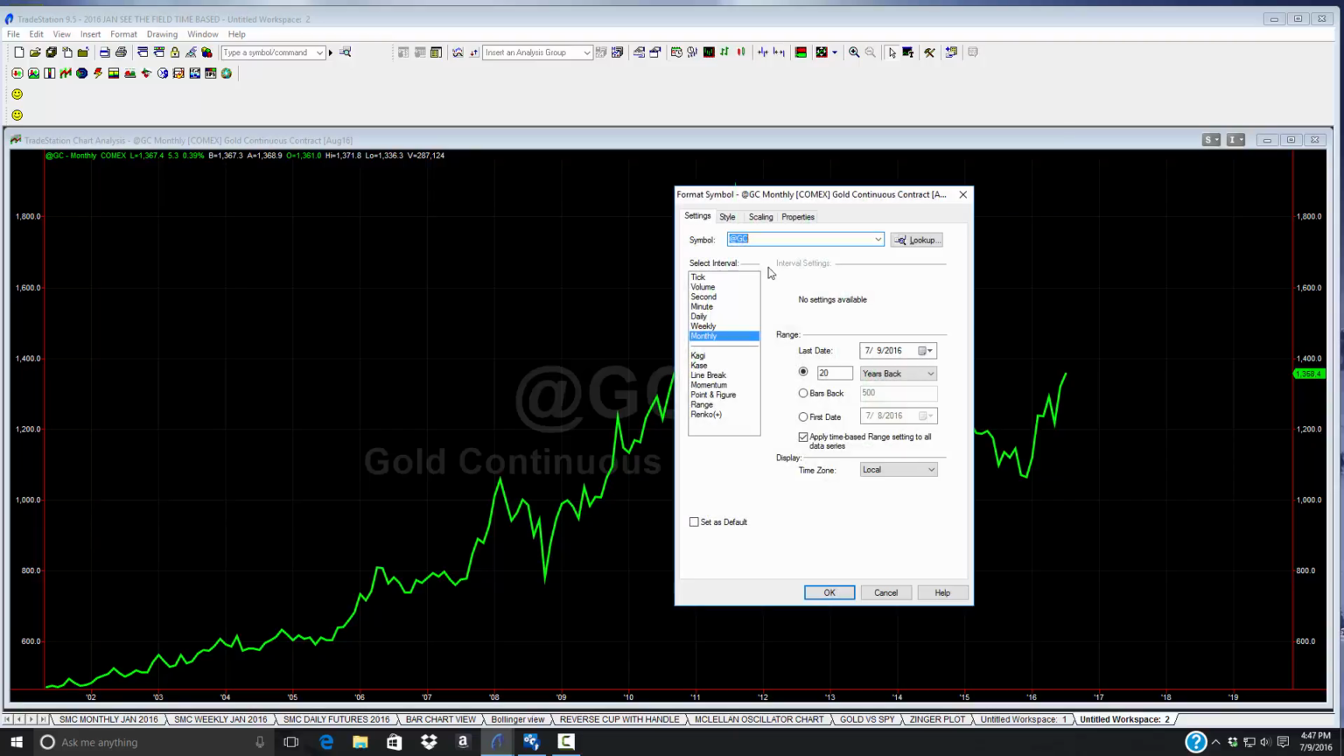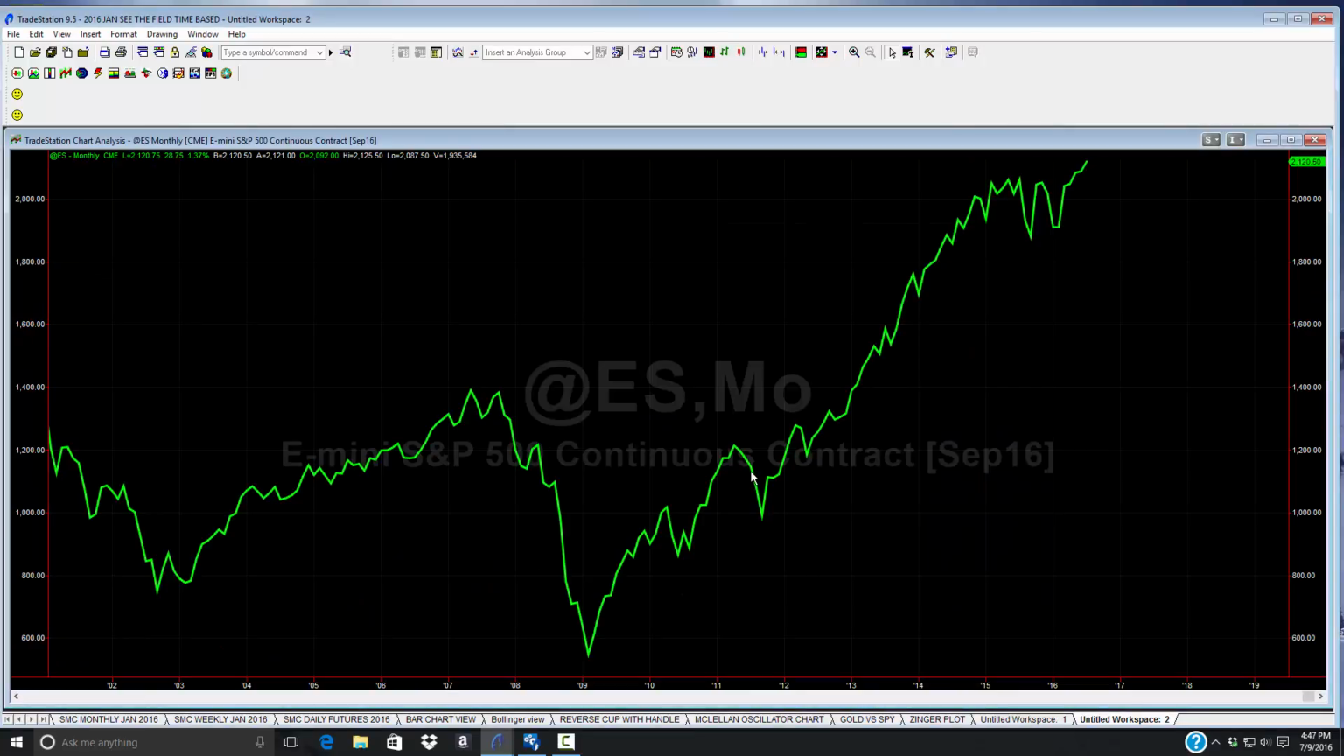And format symbol. Let's just look at the ES, and let's be honest about it. Here we are. First thing, this peak was taken out. So we don't have, in our view, a broadening top.